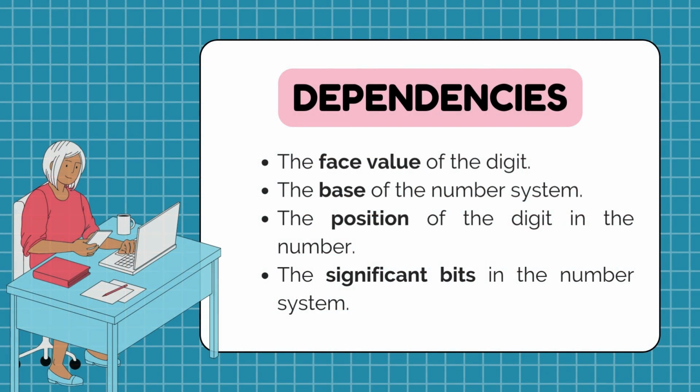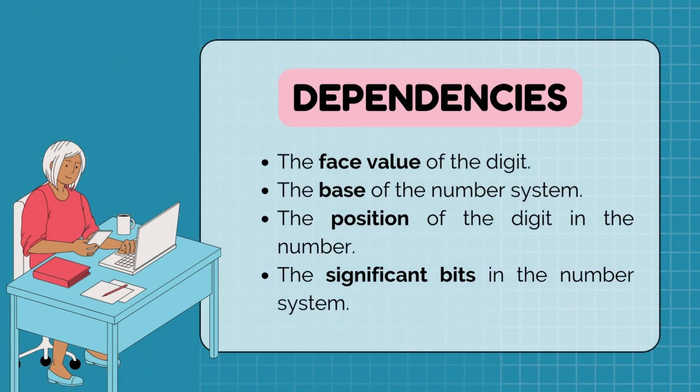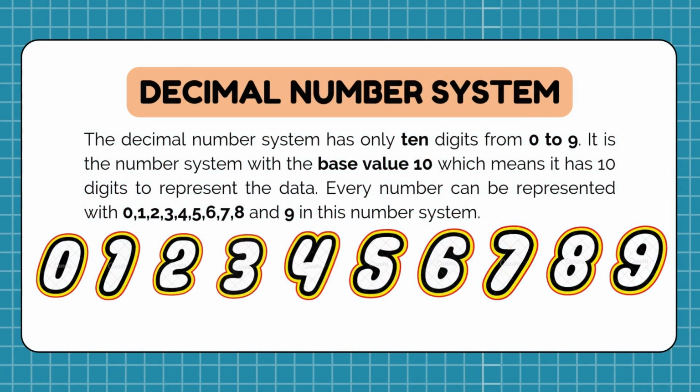Number systems depend on four key factors. 1. The face value of the digit. 2. The base of the number system. 3. The position of the digit in the number. 4. The significant bits in the number system. These factors determine how numbers are interpreted and processed in computers. Let's start with the decimal number system, which is the most familiar to us.